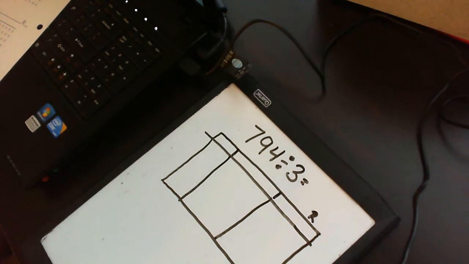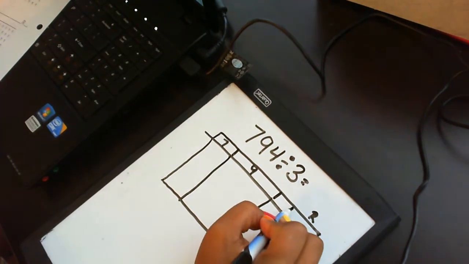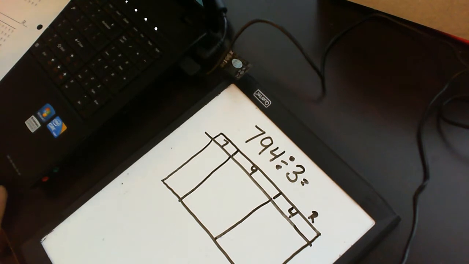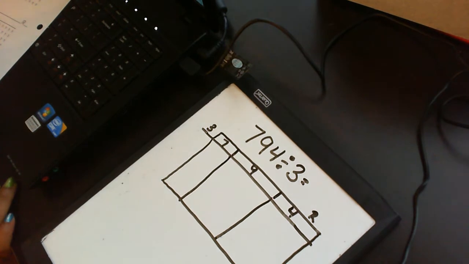So let's look at this problem. Now here they have all these 100s and all these 10s and all these 1s, but if you're like me and your handwriting's not perfect and you can't align your numbers perfectly, then I probably wouldn't draw it that way. So same thing, we break the number down according to place value. So I'm going to write 794, and then it's divided by 3. So I'm going to put the 3 up there. So far, no difference.